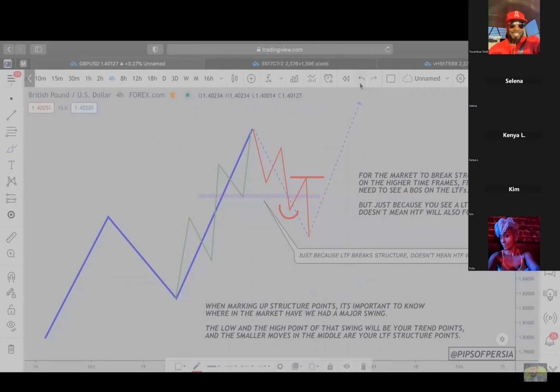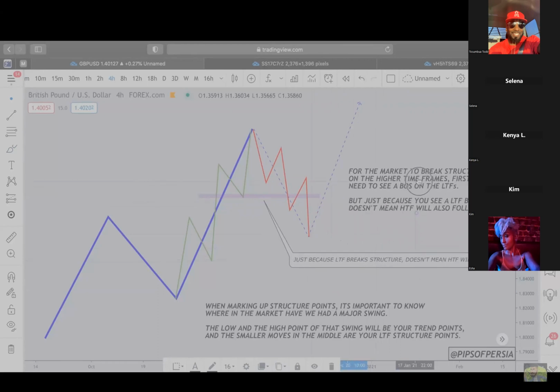And before you know it, the market has another rally to the upside. And now you're confused, thinking, hang on a second, this just broke structure. How come it just had another rally to the upside? What I'm about to say right now is the entire point of this video. Just because a lower time frame breaks structure does not mean higher time frames will follow. Exactly what I've written over here.